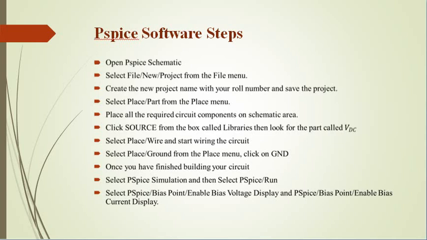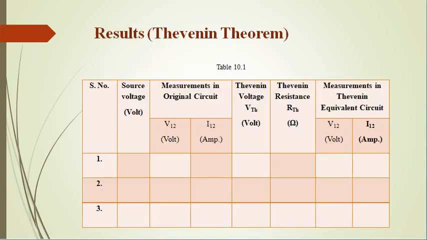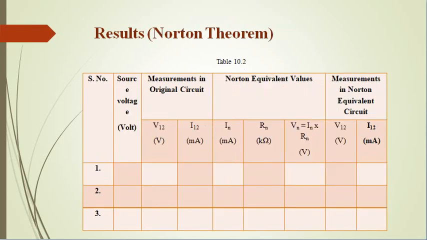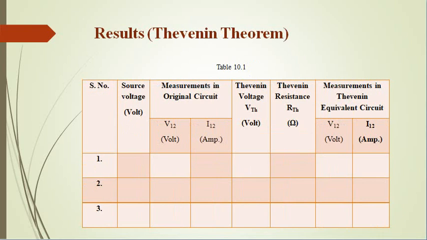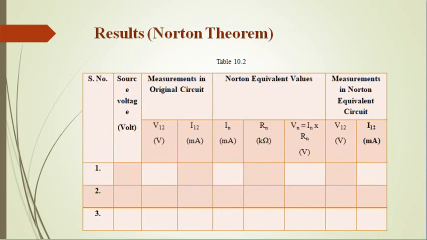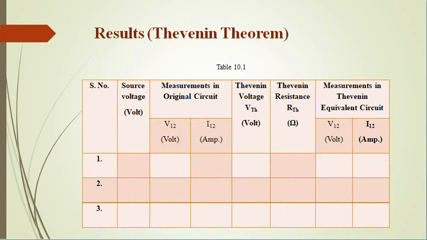After simulating the results and calculating the results, you are supposed to complete your table 10.1 and table 10.2. Table 10.1 is related to your Thevenin theorem and table 10.2 is related to your Norton theorem. So calculate all these resistances and whatever they ask in the table according to your calculation and the measurements. You are supposed to calculate or find the values and place them into the table.